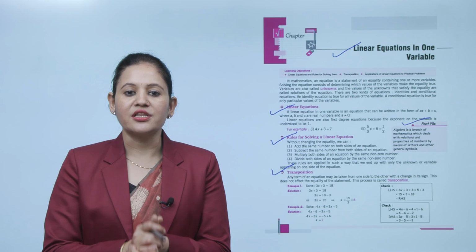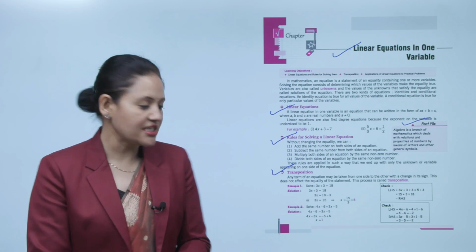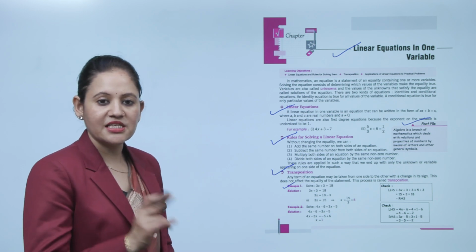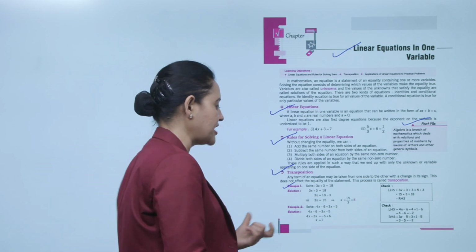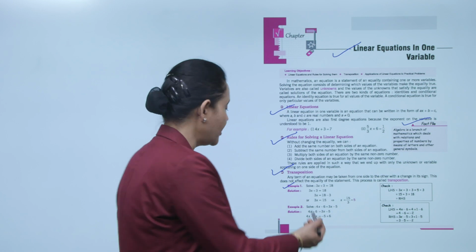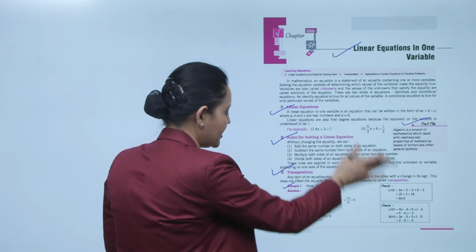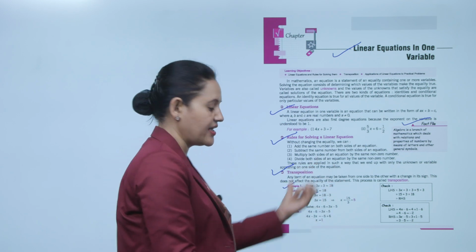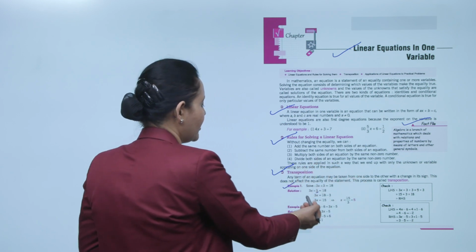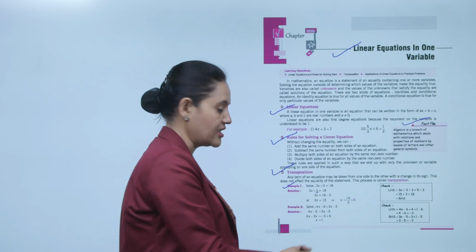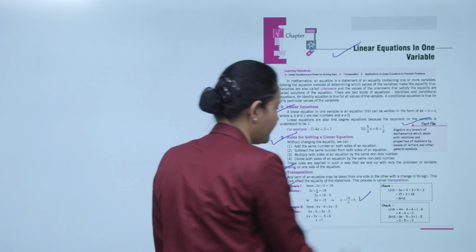For example, solve 3x plus 3 equals 18. So 3x plus 3 equals 18. So variable part we will keep on one side and the constant on the other side. So 3x and 3, the constant part we change its side, positive becomes negative, 18 minus 3. So 3x equals 15. So value of variable x equals 15 upon 3, that is 5.